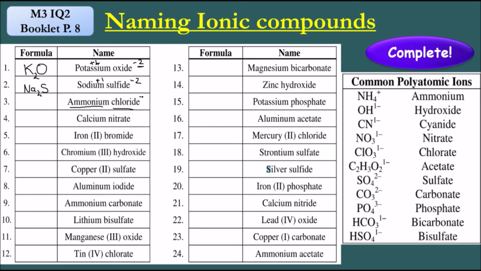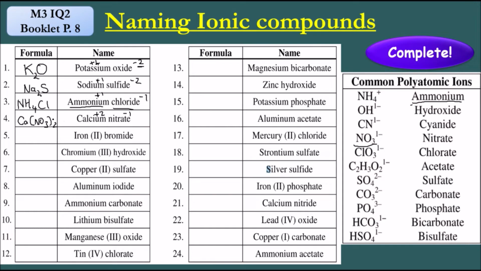Ammonium chloride, chloride is 1 minus. If we look at the polyatomic ions chart over here, ammonium is NH4 plus 1. So if we have a scenario where the charge numbers are equal but opposite, we just put the symbols together. So it's NH4Cl, as simple as that. The next one we have is calcium nitrate. So calcium is 2 plus, nitrate is 1 minus, and that is the symbol for nitrate there. So it'd be Ca bracket NO3 bracket 2.